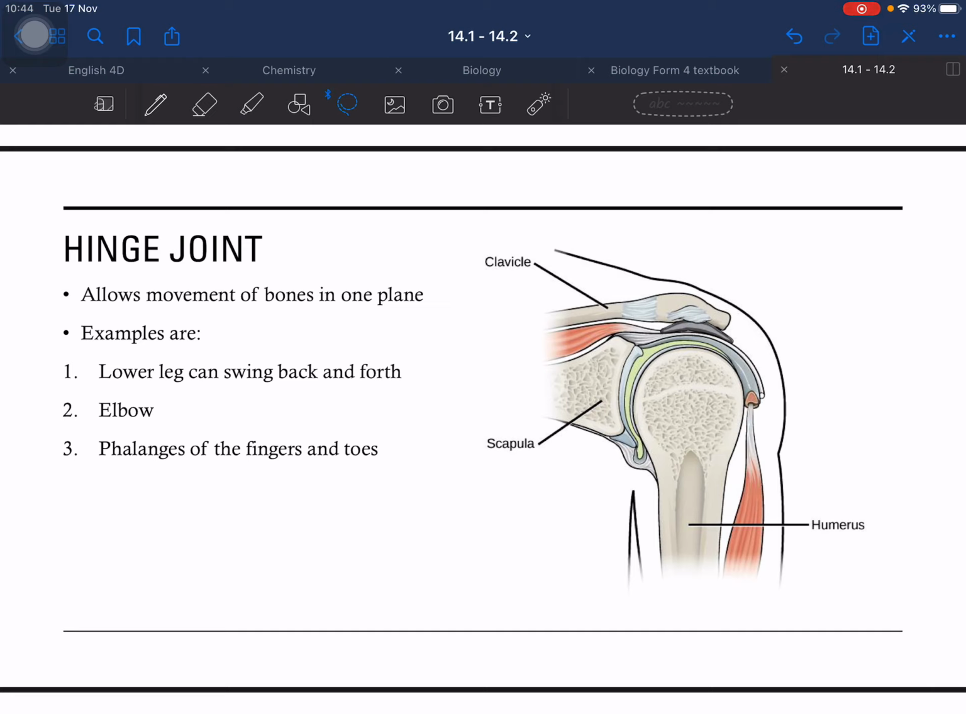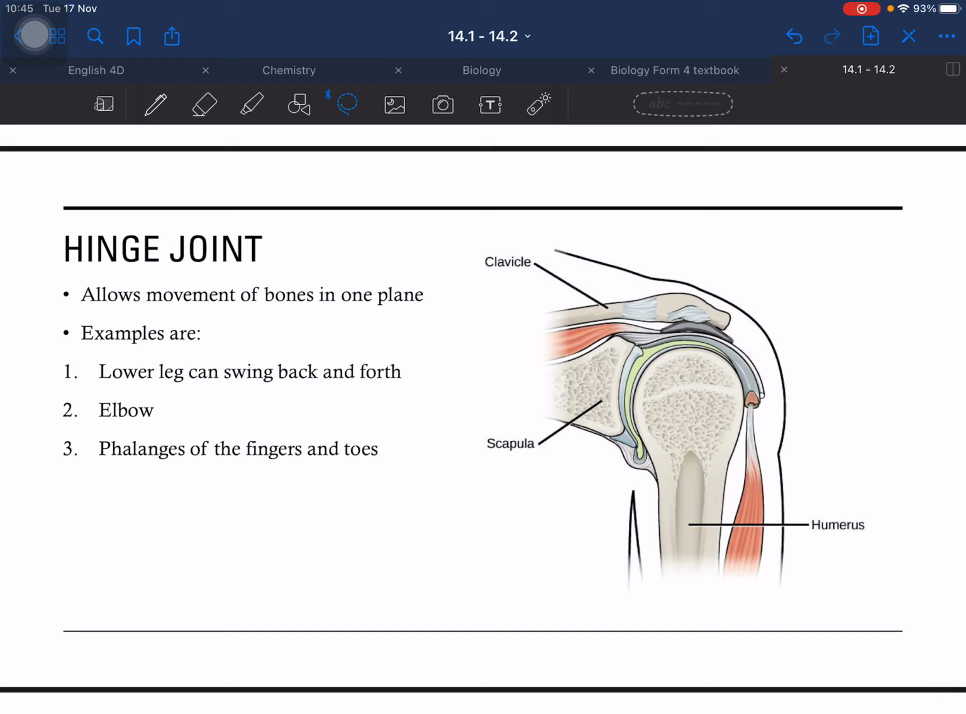So one plane would be either up and down or left to right. So an or, not an and, right? A-N-D. So one plane only. If you remember maths, they talk about plane, and when you have the different points, and then I think you know what I mean, right? So examples of hinge joint would be your lower leg, where it can swing back and forth. When you sit down, you can swing it back and forth.